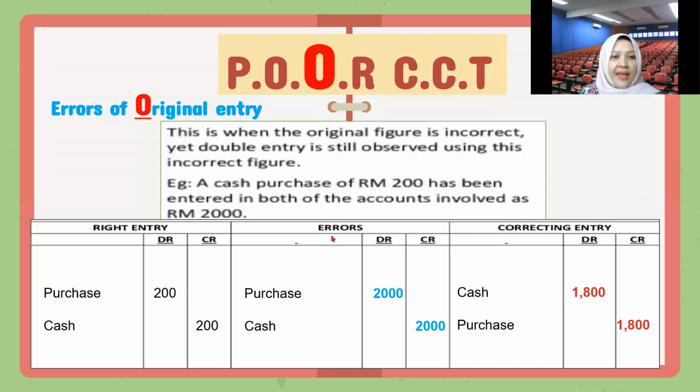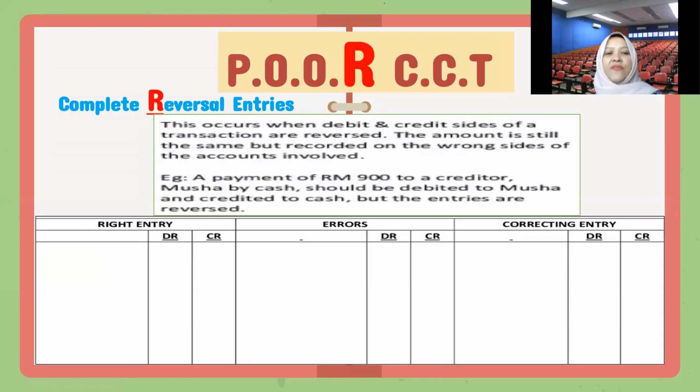errors. Okay, next, the fourth error is reversal entry, where you have to debit and credit, but at the wrong side. Okay, so for example, a payment of 900 to creditor Musha by cash. So the right entry is debit account payable Musha 900 and credit your cash. But somehow, this is reversal entry, reversal errors.